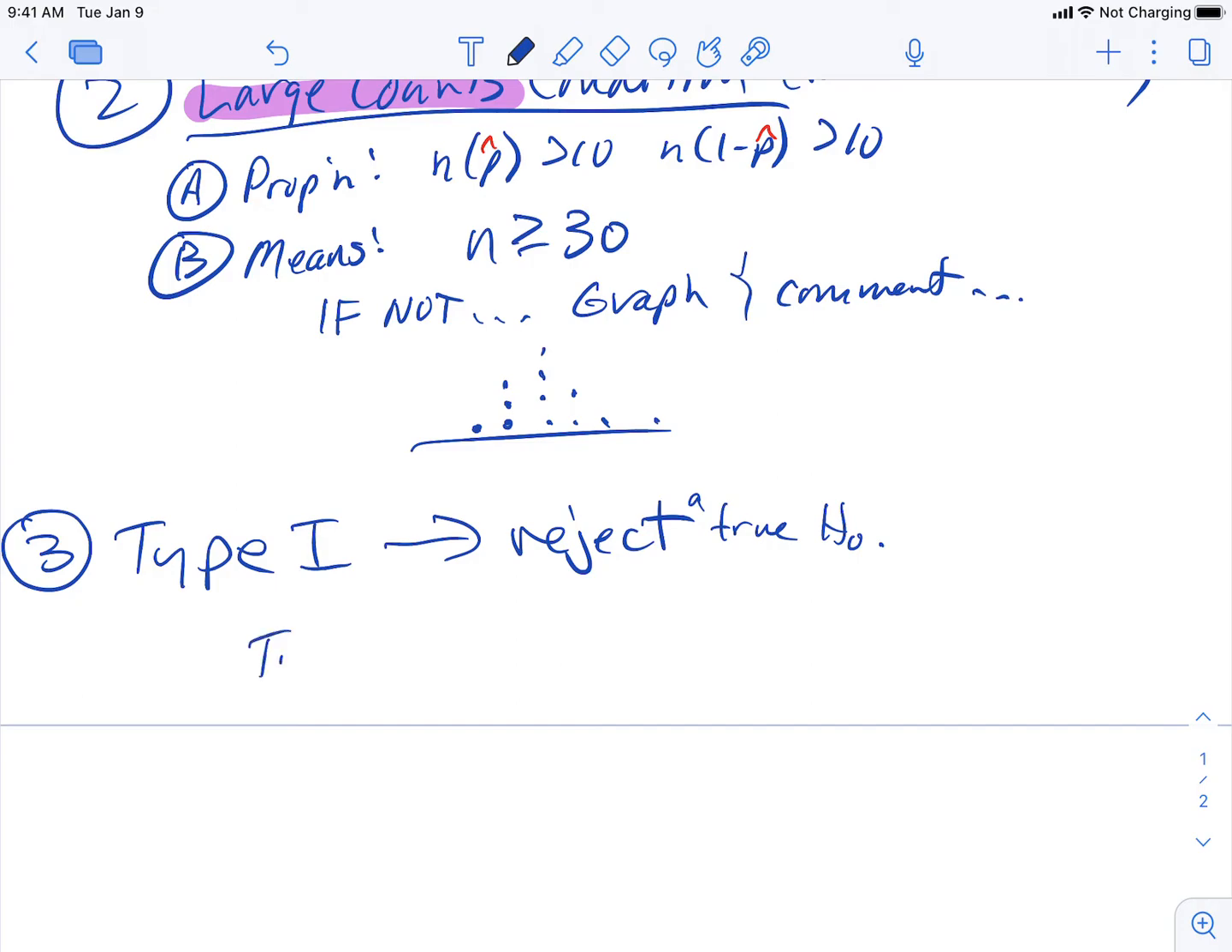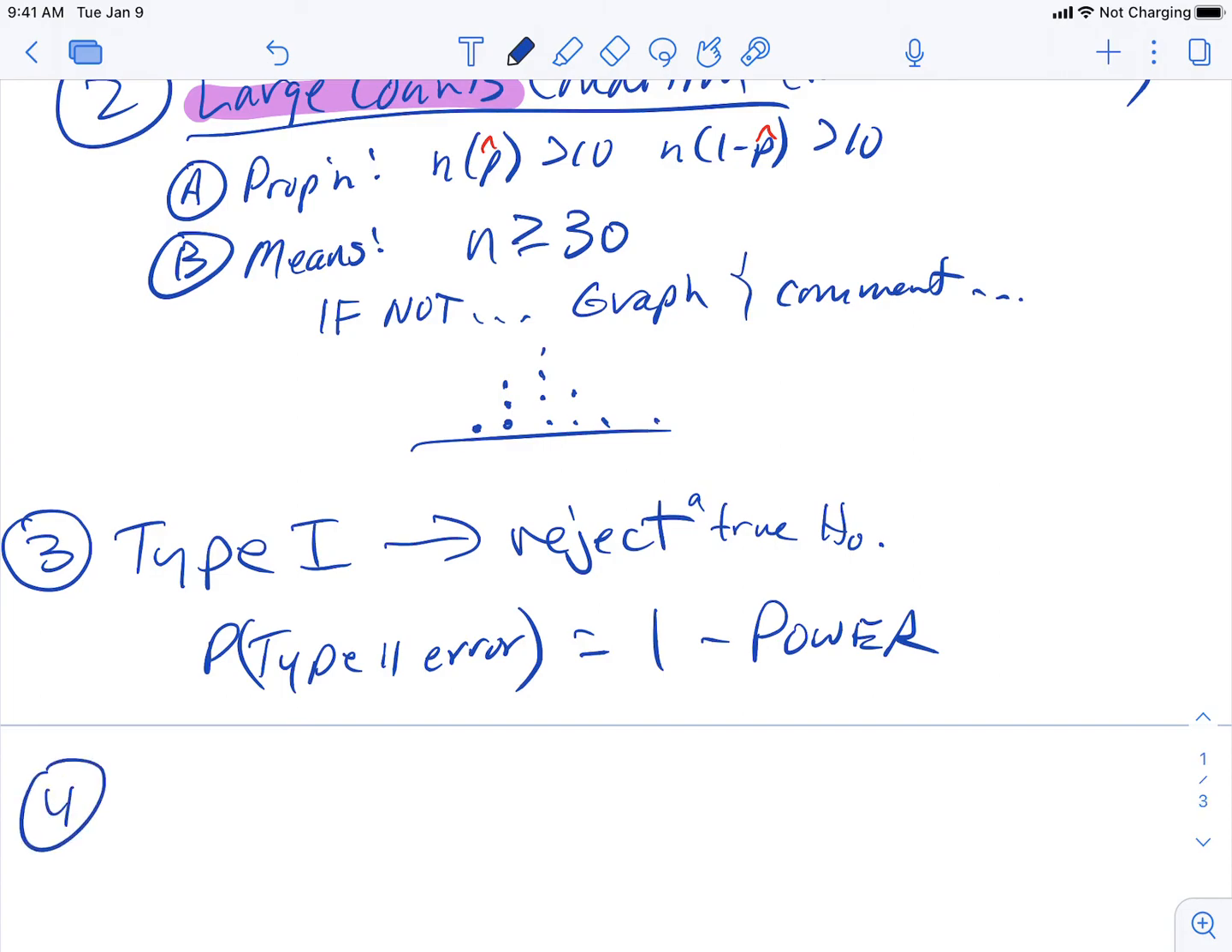And then the only other thing, just a little tidbit here, is that the probability of a type 2 error is equal to 1 minus power. So they are what we call complementary probabilities. The probability of a type 2 error and power have to add up to 1. So you can always find the value of one from the other.